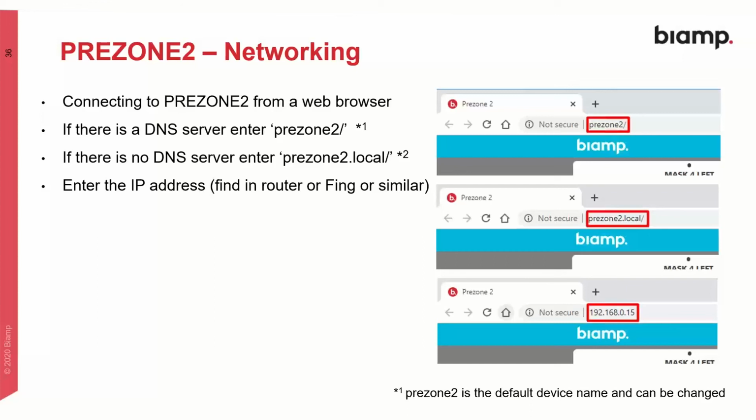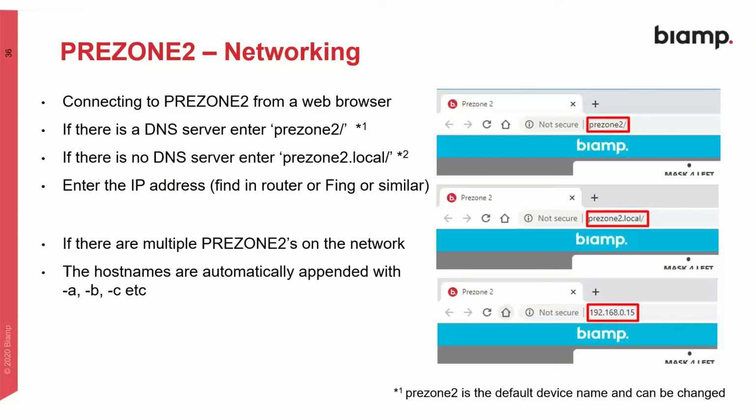And obviously once you've got it connected, whichever device it is, you can save it as a favorite on your desktop, for example, and it's always there for everybody to use. And as we said, if you're using an external control system and you're using the IP address in particular, it's always good to set that IP address as reserved in the router settings so that it always uses the same IP address for this PREZONE2.